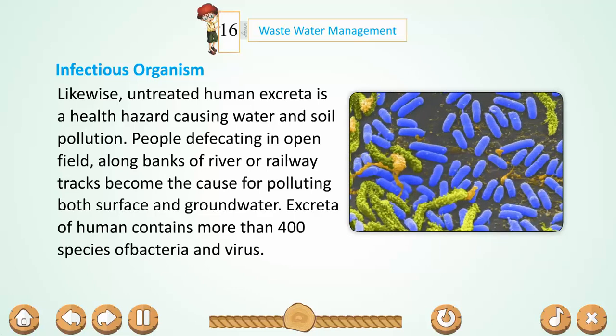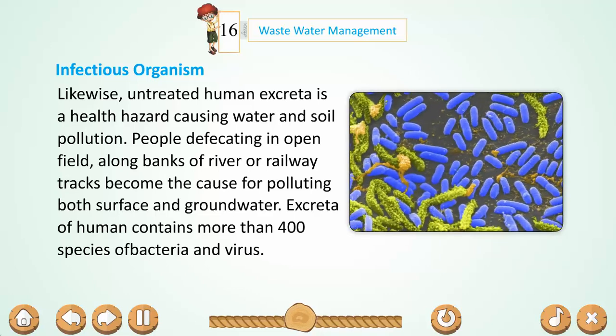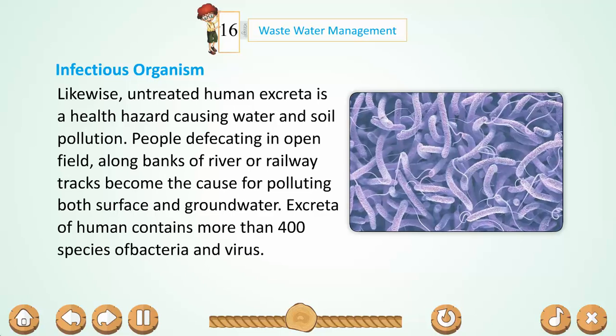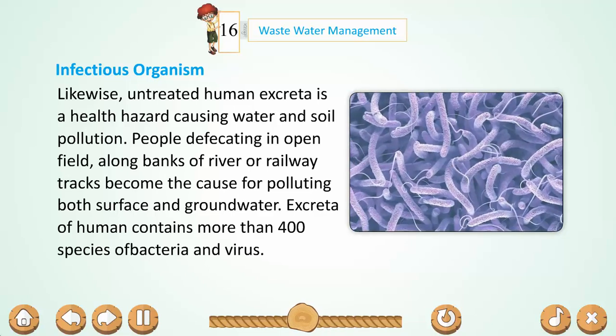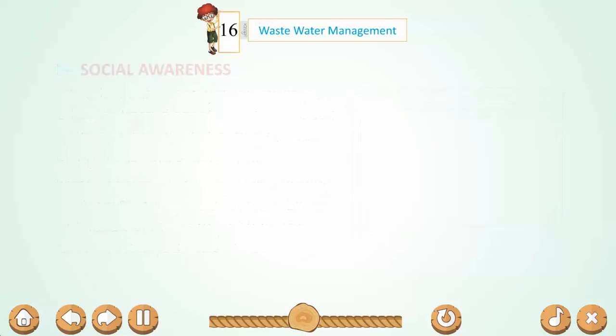People defecating in open fields along banks of rivers or railway tracks become the cause of polluting both surface and groundwater. Human excreta contains more than 400 species of bacteria and viruses.